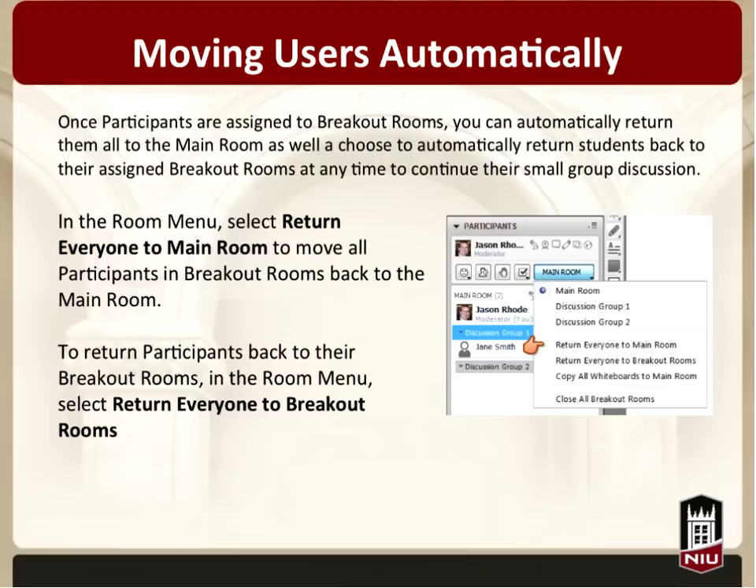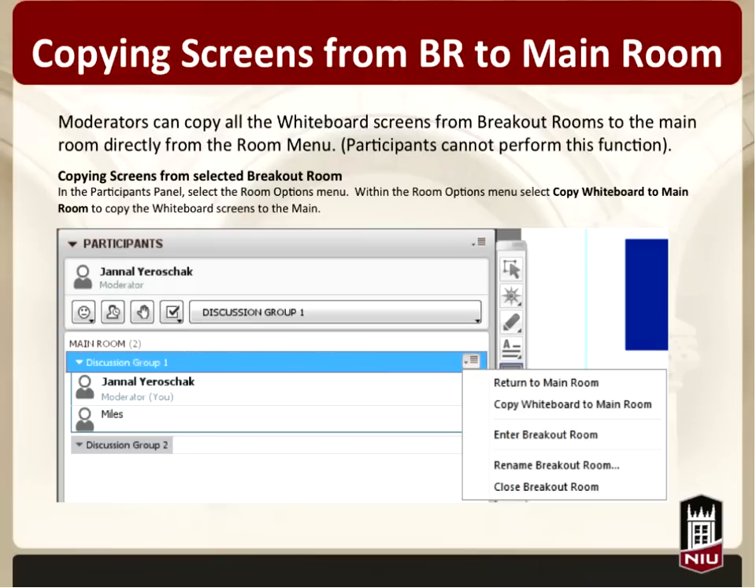Simply click on the main room button, and there is an option to return everyone to the main room from the breakout rooms. And then likewise, when you are in the main room and you decide to put the students back in those discussions, again, you simply click on the main room button, click on return everyone to breakout rooms, and this will put them back in those same discussion groups that they were in previously.